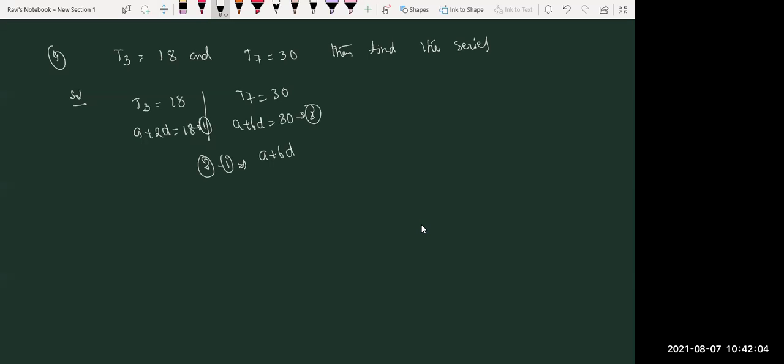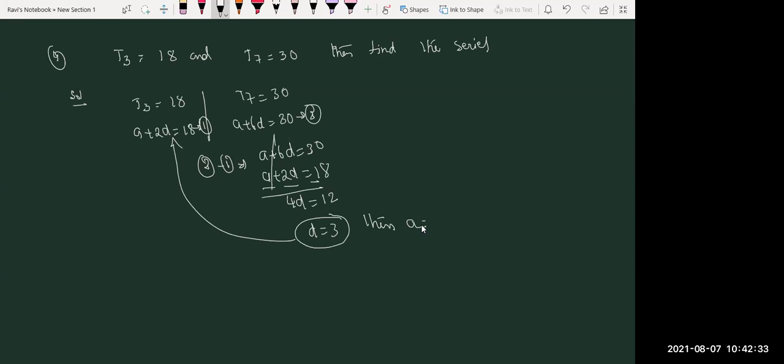Yes, sir. a plus 6d equals 30, so 4d equals 30 minus 18. d equals how much? 3, sir. d equals 3, then a equals how much? Substitute here: 2 times 3 is 6, 18 minus 6, so 12. Correct or not? Yes, sir.